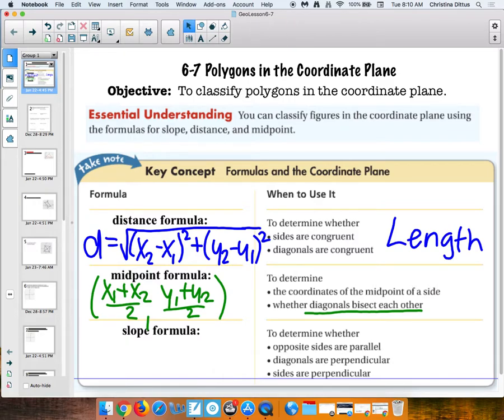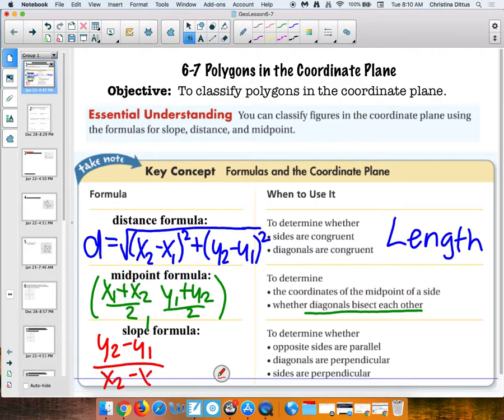And lastly, our slope. Subtract your y's over your x's subtracted. The big thing we use these for is to determine whether opposite sides are parallel or sides are perpendicular. So when I talk about a parallelogram, to know if our opposite sides are parallel, we use slope. I want you to put here: sides are perpendicular. This means we have right angles. So if sides are perpendicular, it creates right angles. So you can tell me if we have a right triangle or if we have a square or a rectangle.